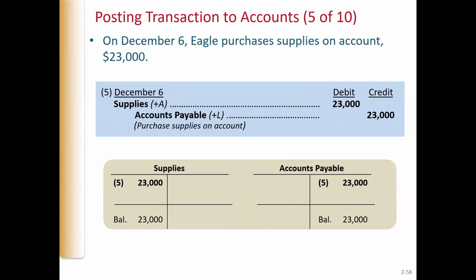On December 6th, Eagle purchases supplies on account. We would show supplies of $23,000 and a credit to accounts payable of $23,000. Here we debit our supplies and we credit our accounts payable.